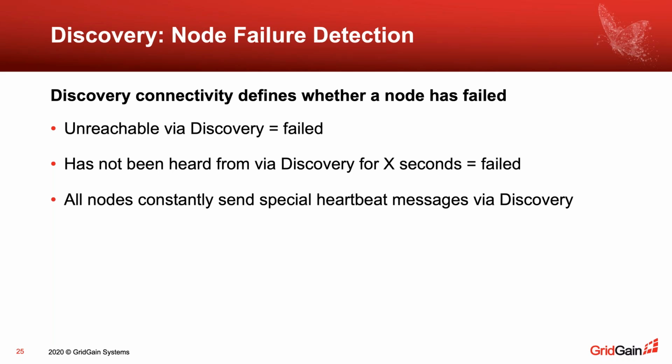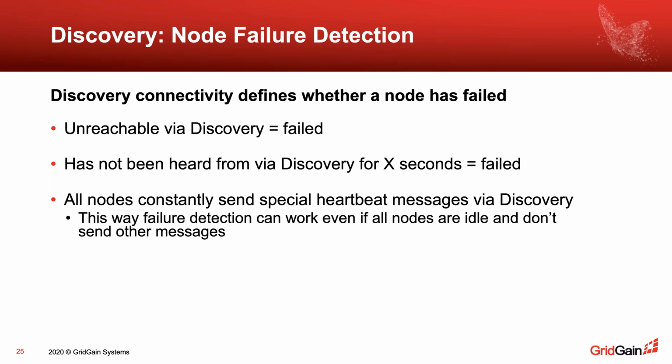And to ensure our second property, all nodes constantly send special heartbeat messages via discovery. This way we ensure that even on an idle cluster, there is always some minor network traffic using the discovery subsystem, the discovery links, which makes sure that all nodes are running, all nodes are healthy, and all nodes can reach each other. And this is how failure detection works in Apache Ignite.